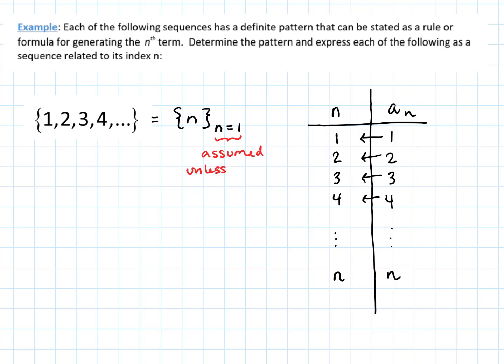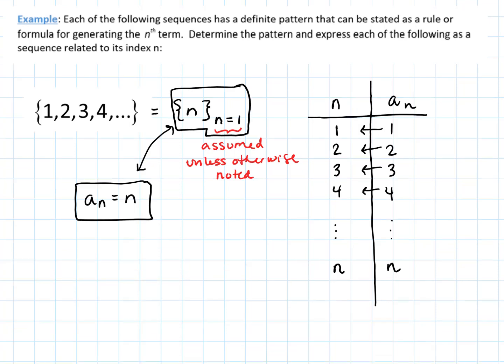Unless otherwise noted, we will assume we'll start at 1. So we could write it that way. Just another way that you could write it: you could, of course, say that a sub n equals n. That's another way to write that is the nth term. So you could write either of these. Here are just two formats that we could do. These mean the same thing.